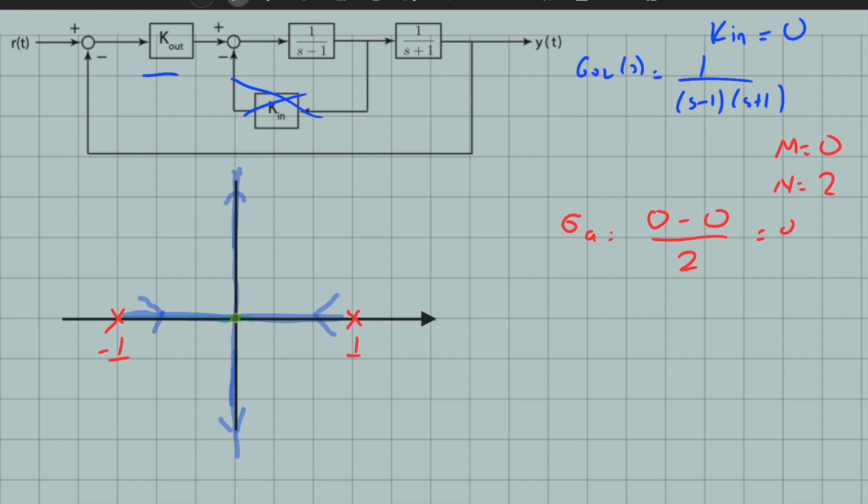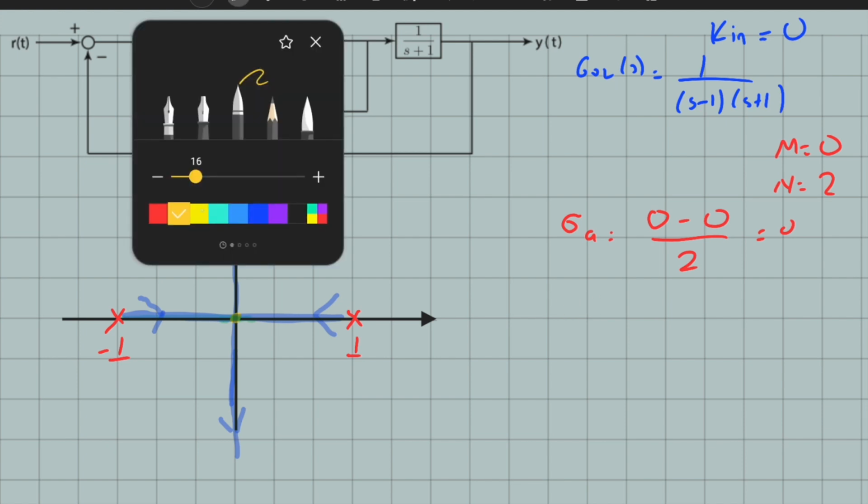So how can we compute the breakaway point? There are different ways of computing it. There are different formulas which are equal to each other. I will use one of them in this lecture. So, G_OL of S. Let's change the color again.